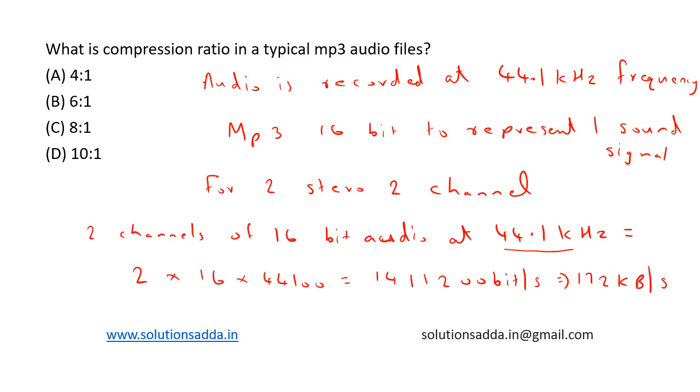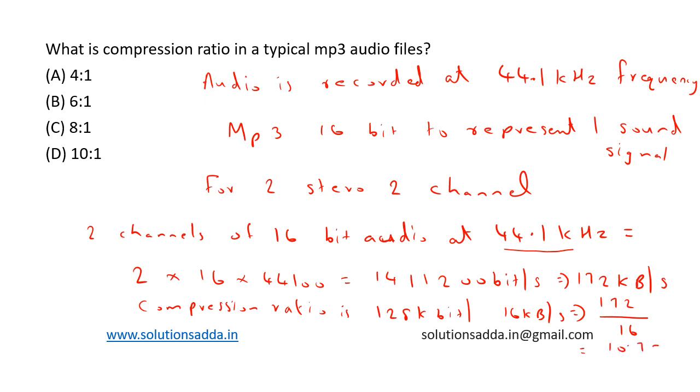Now the compression ratio: the compressed rate is 128 kilobits or 16 kilobytes per second, so the ratio is 172 divided by 16. When divided, we get 10.75 is to 1. This is the answer. So the closest option is 10 is to 1. So option D is the right choice.